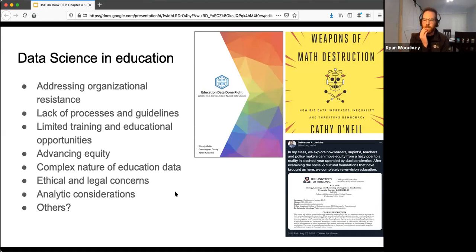Skipping ahead, I know this slide has a lot, but these are some of the specific considerations that data scientists can have when engaging in the education realm. We've mentioned a few of them: systemic organizational resistance, and just the newness of data science in education. I know there have been flavors of it before, for good or bad, like standardized tests and analyzing numbers there, but data science proper is relatively new here in education. So there's just a lack of process and guidelines.